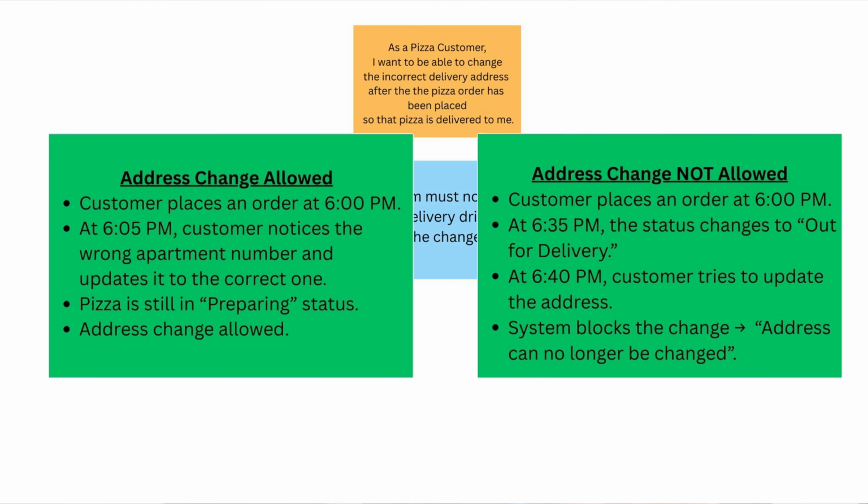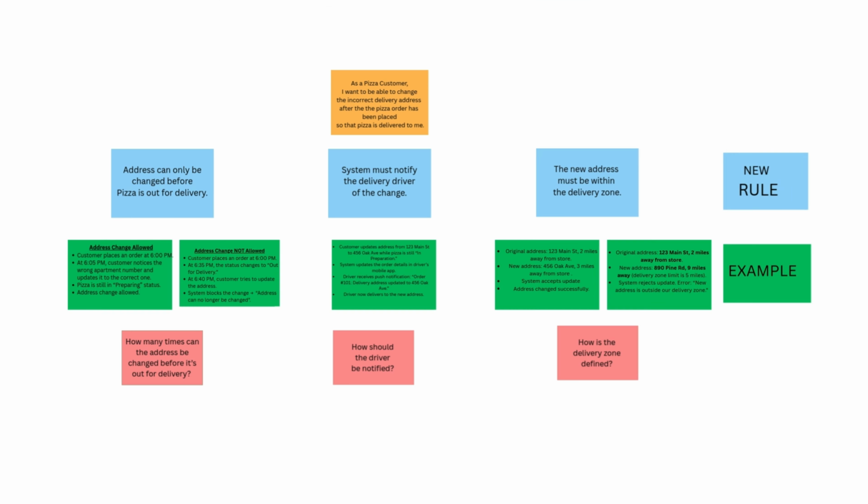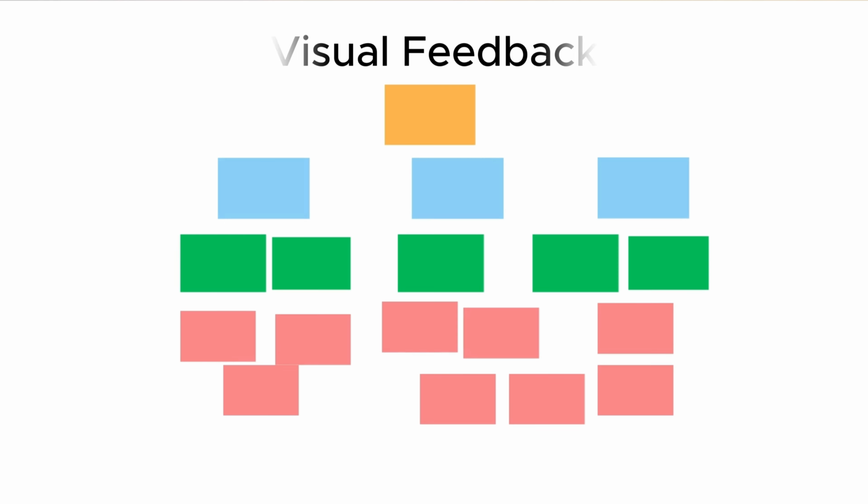As we discuss these examples and behavior, we may discover new rules or new behaviors of the system. We may uncover questions that nobody in the room can answer, and these questions we capture on a red card and move on with the conversation. We keep going until the group is satisfied with the scope of the story or we run out of time. Example mapping gives you visual feedback.